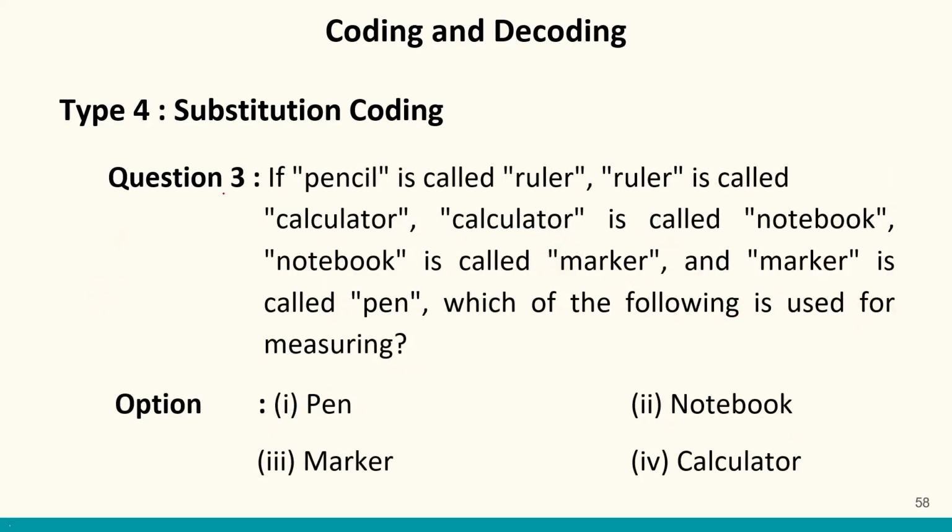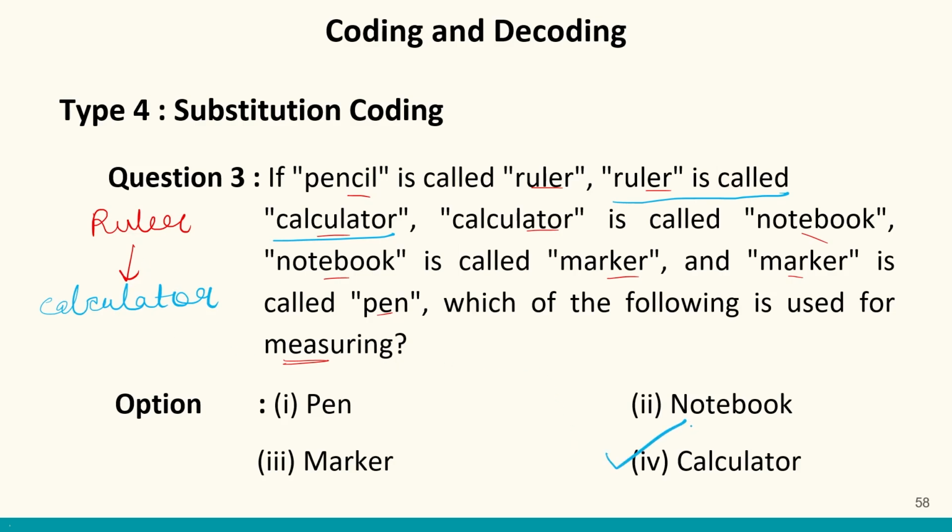Now, let us look at question number 3. Pencil is called ruler. Ruler is called calculator. Calculator is called notebook. Notebook is called marker, and marker is called pen. Which of the following is used for measuring? So out of all this, I can use ruler for measuring. But ruler is substituted by the word over here. You can look. Ruler is called calculator. So calculator is the substituted word for the word ruler. Hence my answer will be option number 4, calculator.